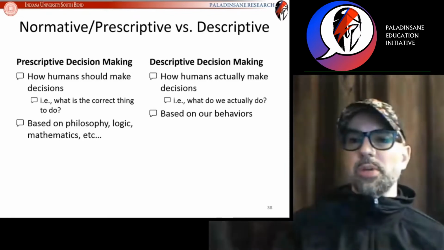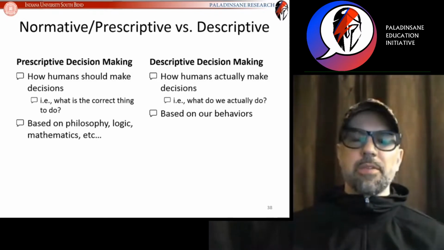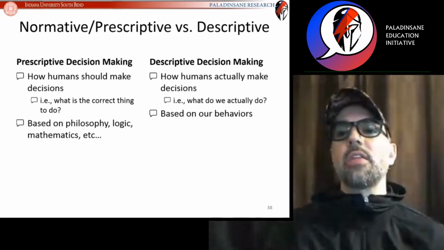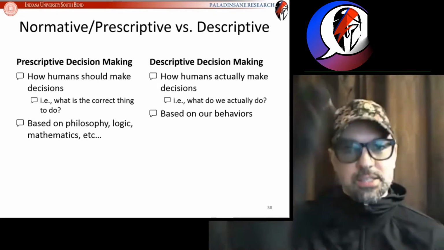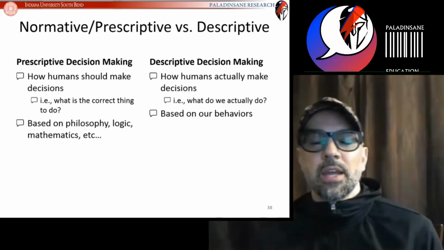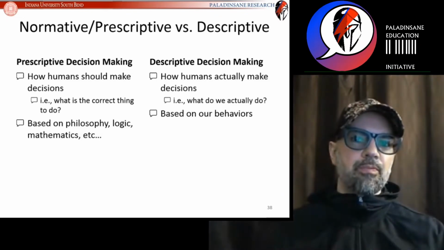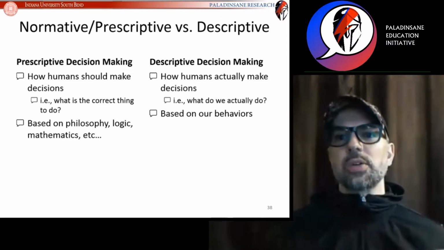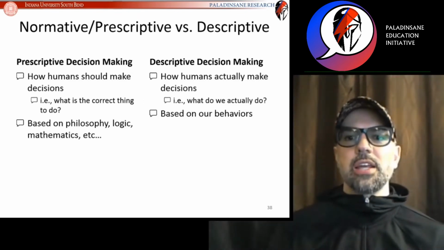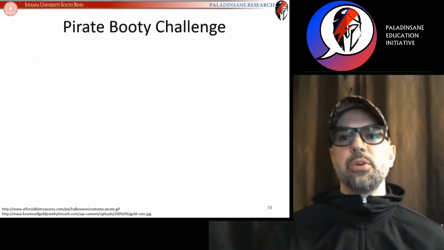And once again, prescriptive decision making is based on philosophy, logic, mathematics, artificial intelligence, computer simulations, all those sorts of analyses. Descriptive decision making is based on what we actually do. So we're going to illustrate the difference between these two right now in a decision-making challenge that I like to call the Pirate Booty Challenge.